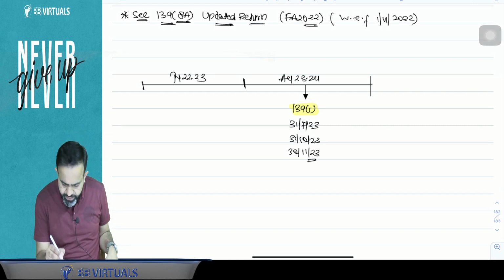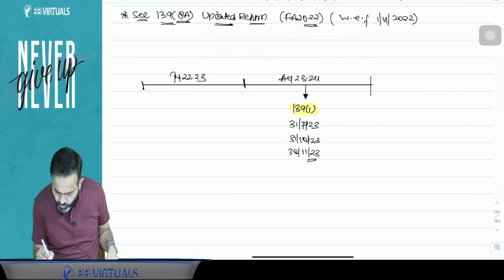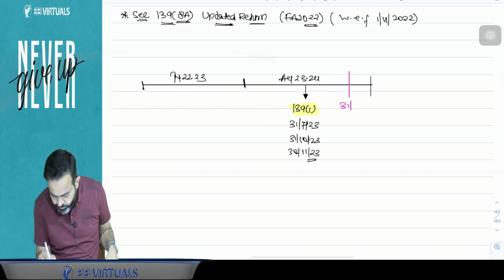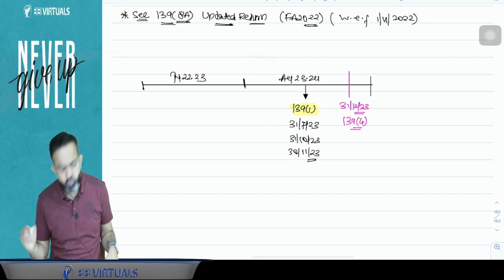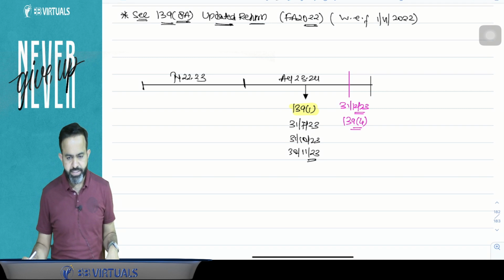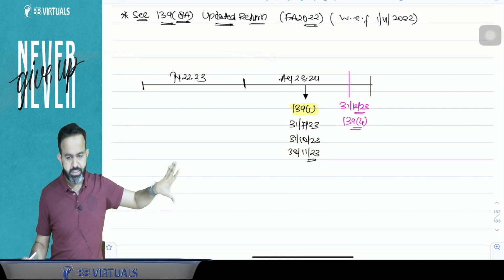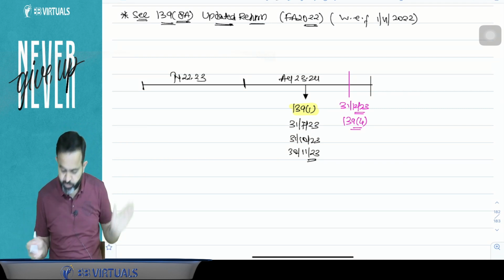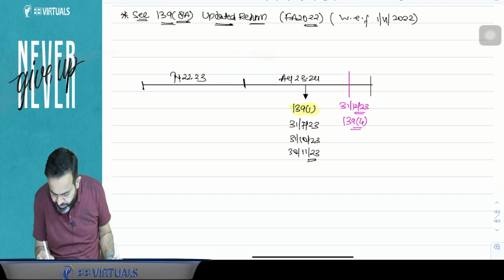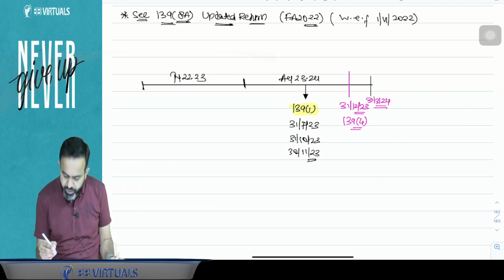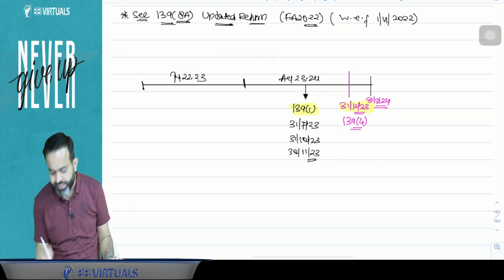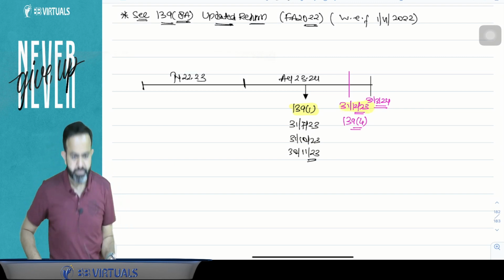So here 31st December of the assessment year means this date, 31st December 2023. Till that date, the assessee can file the return under section 139(4), and this assessment year will end by 31st March 2024. So till 31st December 2023, the assessee can file the belated return.